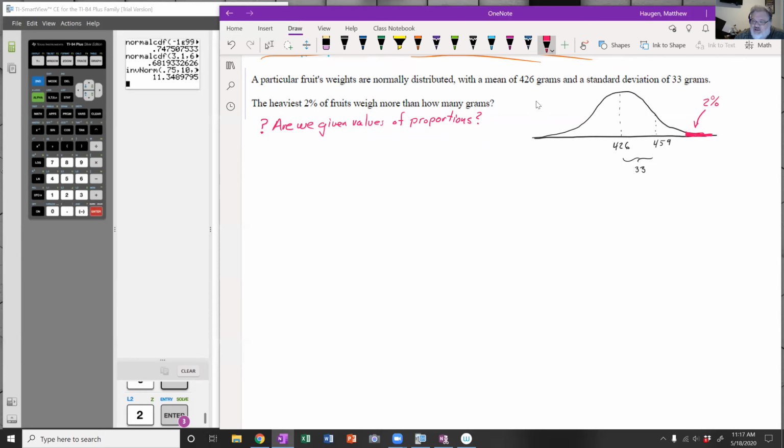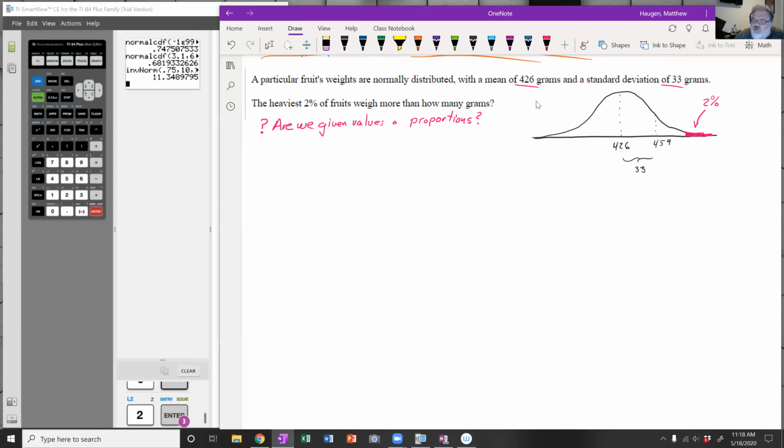Now, we have been given our descriptive statistics, our mean and standard deviation. Those don't count as values. They're not values of particular fruits. So in this problem, and I want you to respond in the chat or with your mics, have we been given values and asked for a proportion, or have we been given a proportion and we're being asked for values?